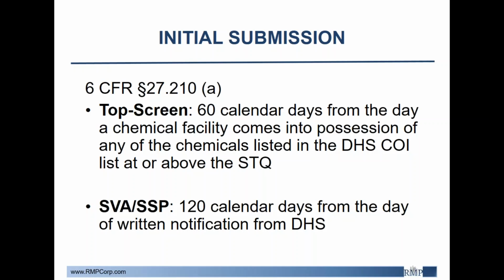Additionally, if a facility is then given a tier by DHS, then again, they have to perform an SVA and SSP. These facilities have 120 calendar days from the day of notification from DHS to submit that. So after your top screen submission, usually it takes anywhere from 0 to 60 days for DHS to get back to you.